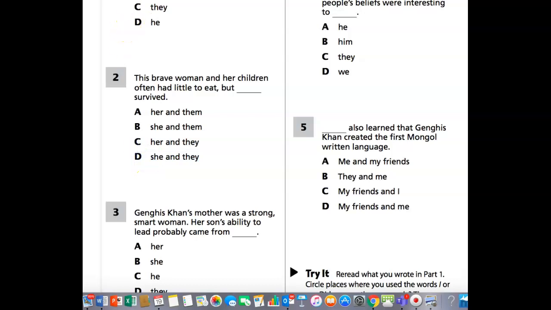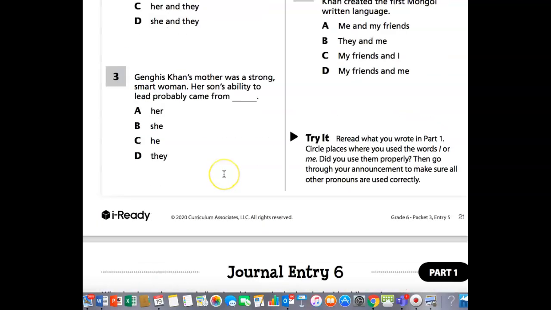Good, because the subject of this sentence is woman and children, and so you have to use subject pronouns, she and they. Very often, because we've heard our language for so long, it begins to just sound right. Okay? All right, let's move on to 3.